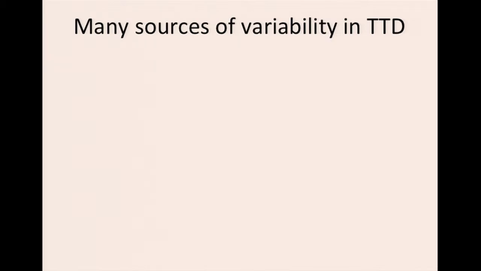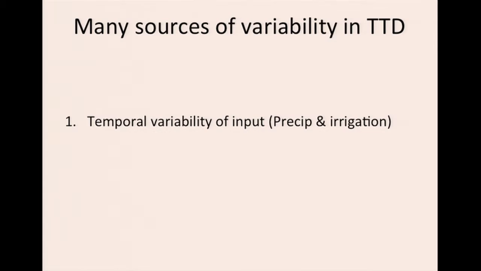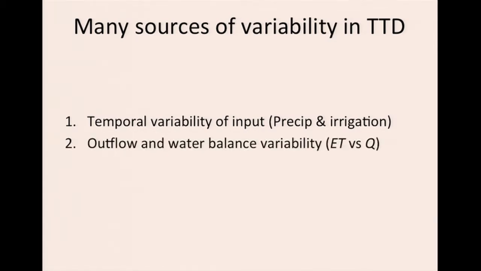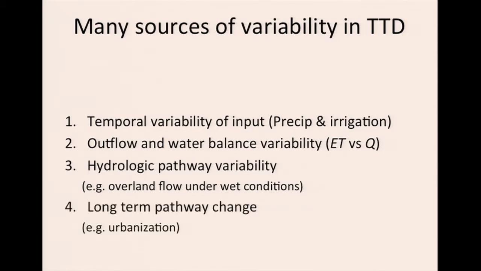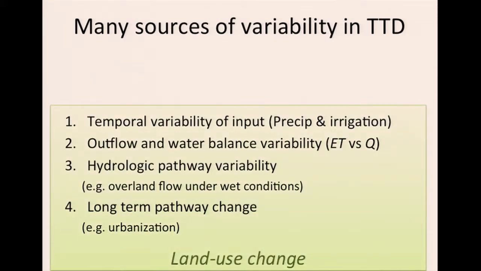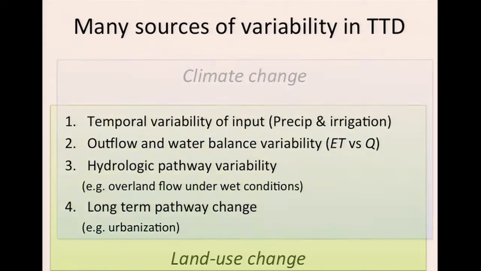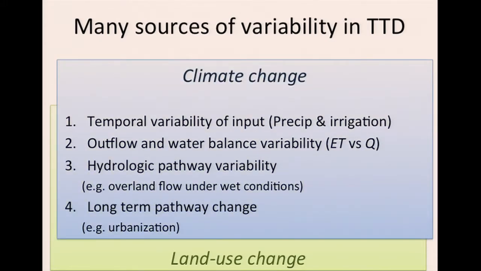There's many sources of time variability in transit time distributions. It's not just the flow. We also have to think about the time variability of the inputs, but also the time variability of the outputs, both of which are driven by the hydrologic system. But there's also changes in the hydrologic pathways in the system over short term and over the long term due to things like land use change. And so ideally, what we would like is some lumped representation of all these things that we can use to incorporate things like land use change and climate change eventually. This is sort of the big picture.